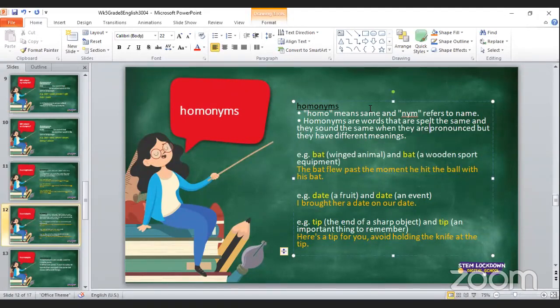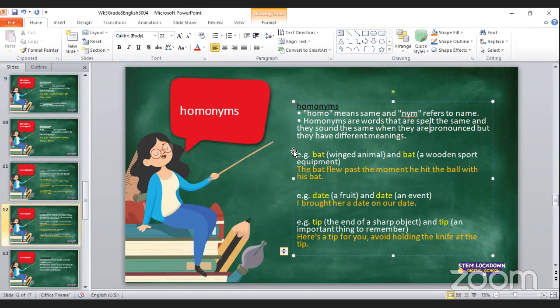So let us go to examples. The great thing about examples is that they really help us to understand more and to bring our point home. I see in the chat people are saying some homonyms, right and right.